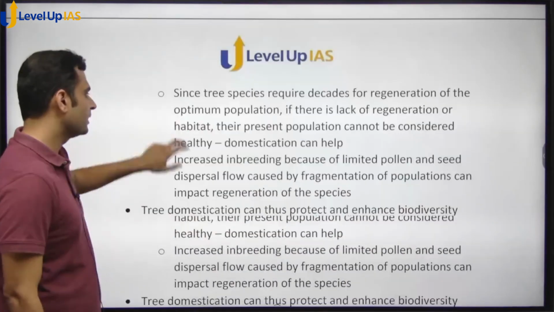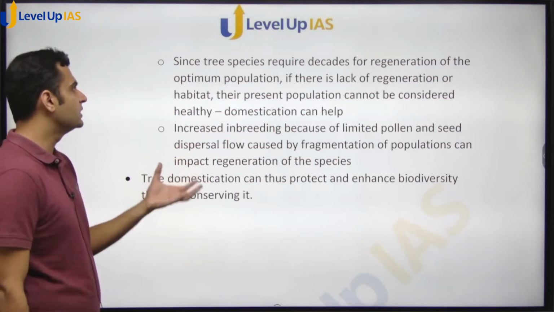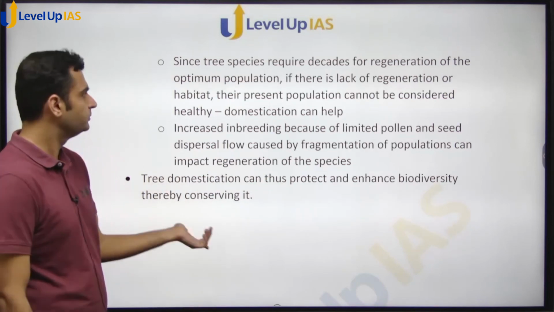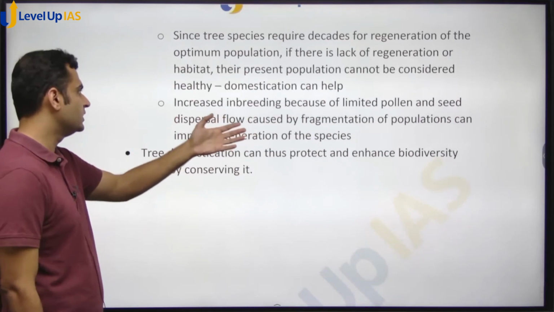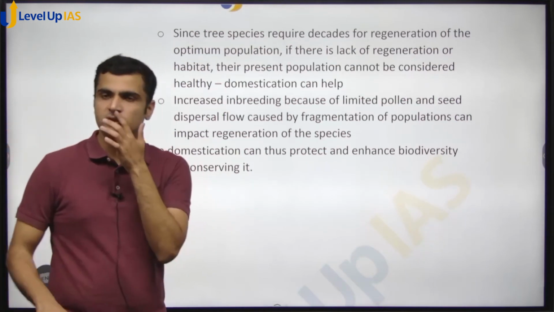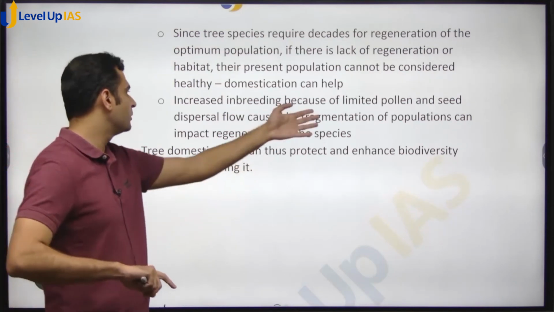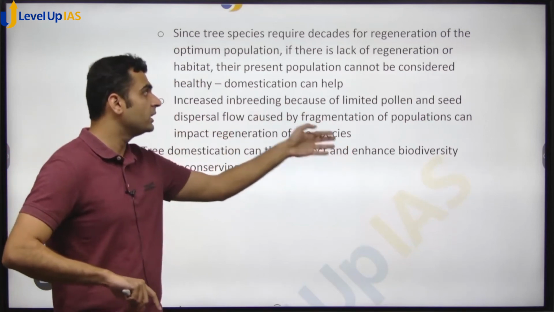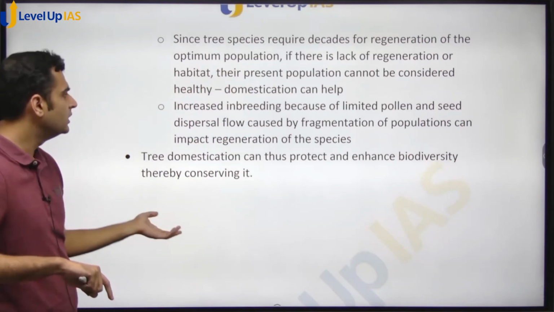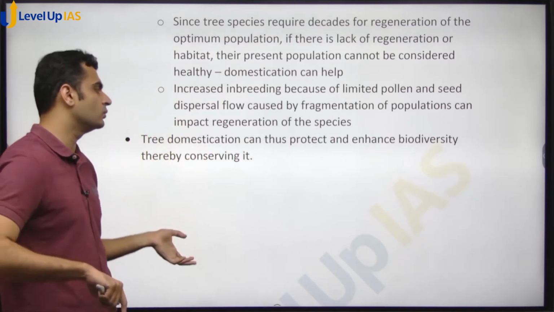Again, example only. Since tree species require decades for regeneration of optimum population, if there is lack of regeneration or habitat, their present population cannot be considered healthy, and this is where domestication can help. Increase in inbreeding, limited pollen and seed dispersal flow caused by fragmentation of population and impact of region. Basically, what we are saying is that there are these problems because there is a lot of inbreeding, there is habitat destruction, there is limited pollen and seed dispersal, their flow has been fragmented. So these problems, regeneration takes a lot of time to reach optimum population. So these problems can be solved or not solved. Domestication can help in resolving some of those issues.